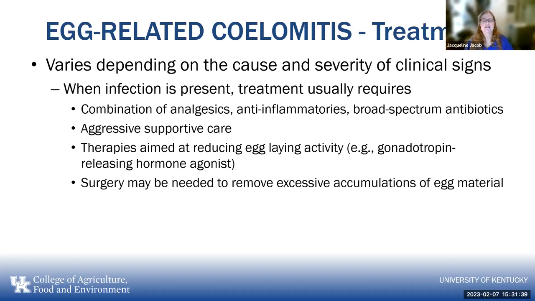So for some, this is a gonadotropin releasing hormone agonist. So it stops egg production, stops the release of the yolks. Unfortunately, this type of birth control, I guess you'd call it, is not a long-term answer to the problem because it becomes less and less effective as time goes on. But if it's a pet animal, you can try that to get it started to see if you can get their health back. But surgery may be needed to remove any excessive accumulations of egg material.